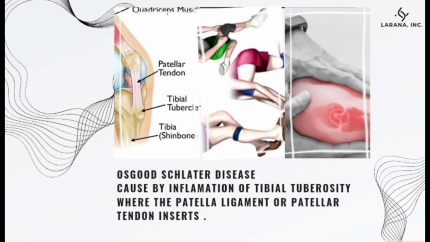It is also a common cause of anterior knee pain in adolescents aged 10 to 15 years old, mostly in males. OSD usually affects only one knee, but it can be bilateral too.